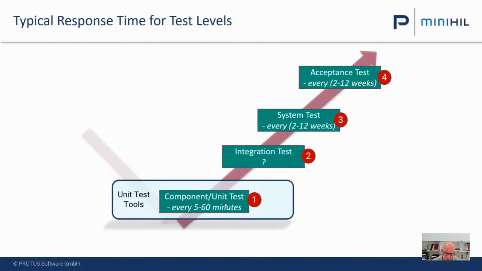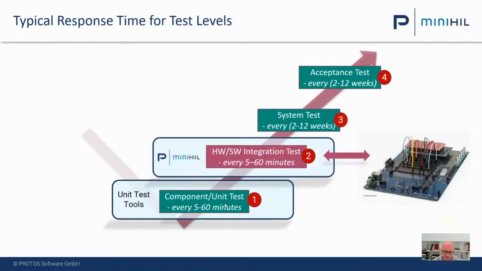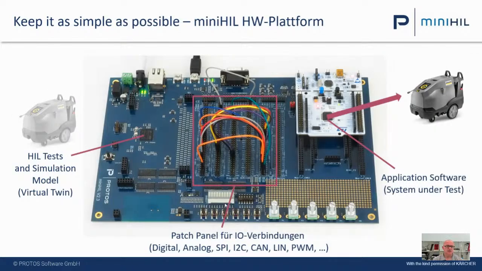So unit test tools, you can use unit test tools for the component or for the unit test level. For the hardware software integration test, you can use the mini-hill. And here you are basically in the same reaction time range as a unit test. You can test your system within minutes. That's really nice to have. And here you see the mini-hill board. You can attach this also to the continuous integration server later. So speed is the message. We want to fail fast here, also with the hardware in the loop testing.